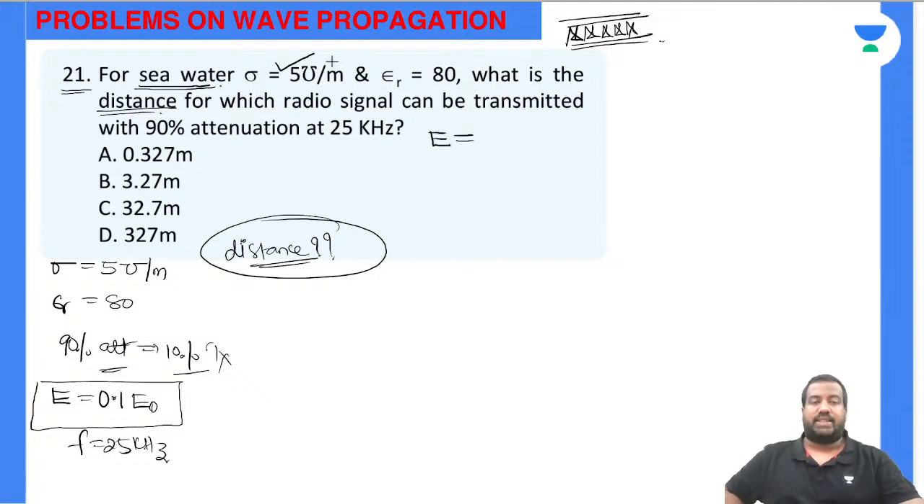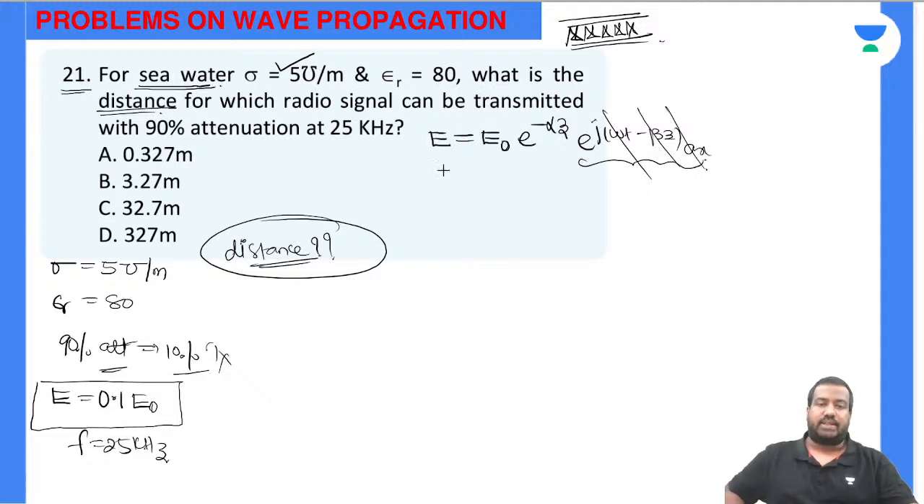Sigma is given, which means the wave is getting attenuated. E is equal to E naught into e power minus alpha z, the distance, into e power j of omega t minus beta z, in some direction ax. This is the phase component, as you know, discussed so many times now. You need not consider this for the amplitude variations. Now this is important: 90% attenuation means only 10% transmitted. E transmitted is only 0.1 of E naught. If you are not able to write this, then it will become very difficult.